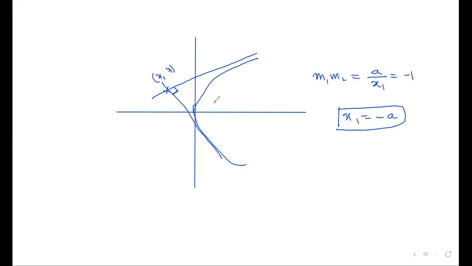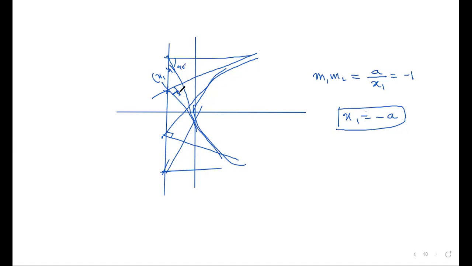Yes, sir. That means you will notice that whenever I draw tangents to a parabola which are perpendicular to each other, the x coordinate will be minus a. Which is that line, x is equal to minus a? Directrix. So what is my conclusion? If I pick a point on the directrix and draw two tangents to the parabola, the tangents will be perpendicular. Did you understand that? Yes, sir.